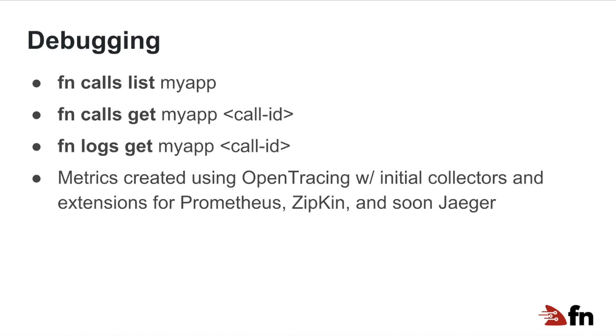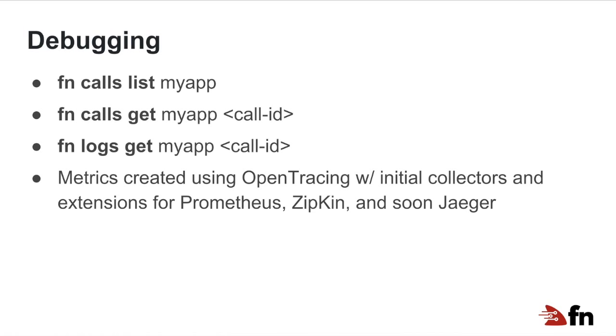For debugging, we have a few commands. FN calls list my app will list all of the recent requests or calls to your application. Then you can get more details on a particular call. If you call FN calls get my app with the call ID, that'll return whether it was successful, whether it errored, how long it took, those types of things. And FN logs get will return the logs for that particular request. So you can check, for instance, for a call that failed or was an error status, and find the log so you can debug it.